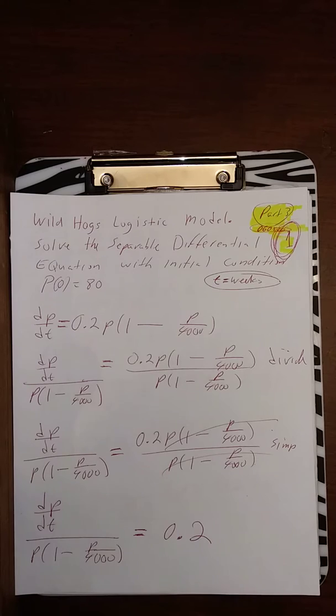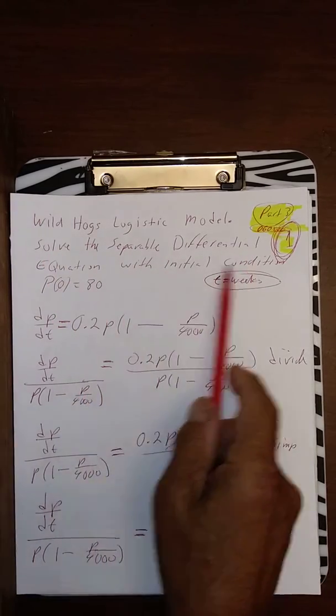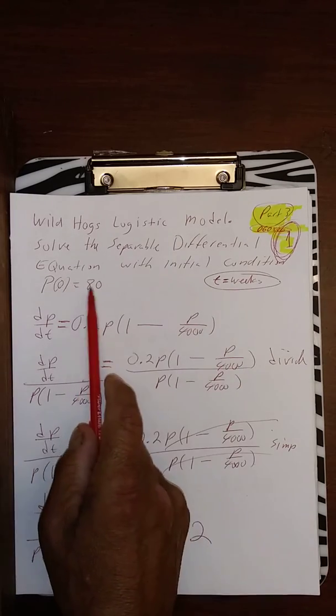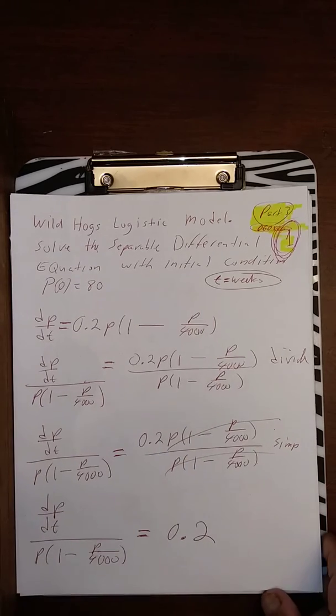Alright, part 3, differential equations. Wild hog's logistic model. Solve the separable differential equation with the initial condition P(0) = 80. T is weeks. That's how many hogs were there originally when they moved into your area.